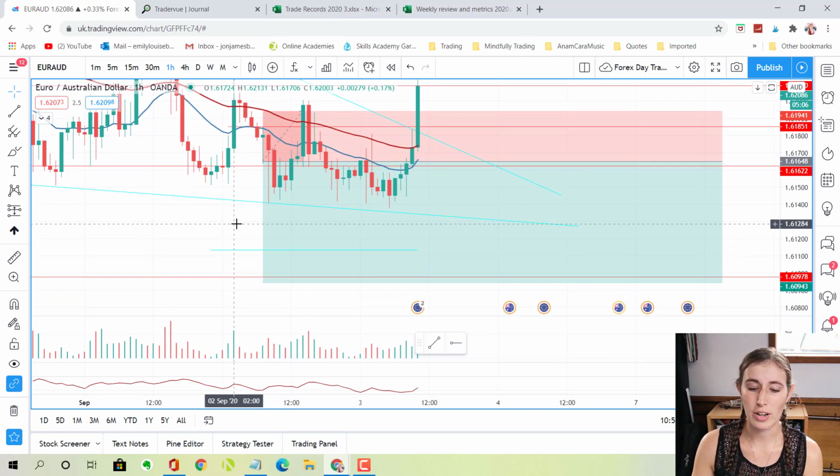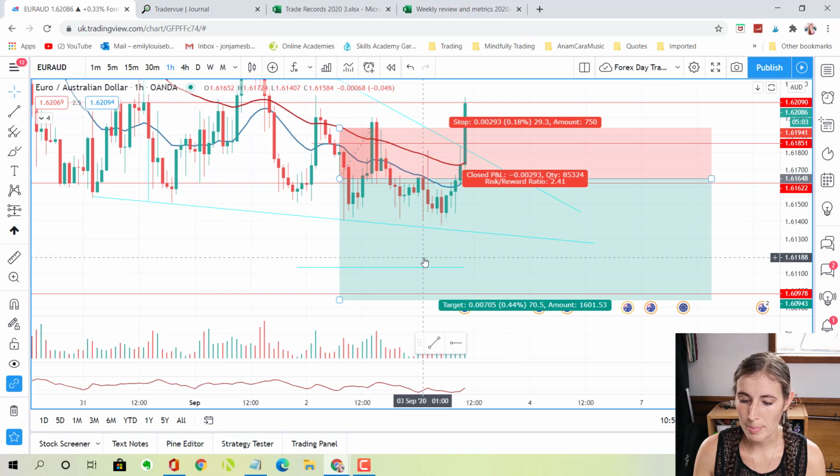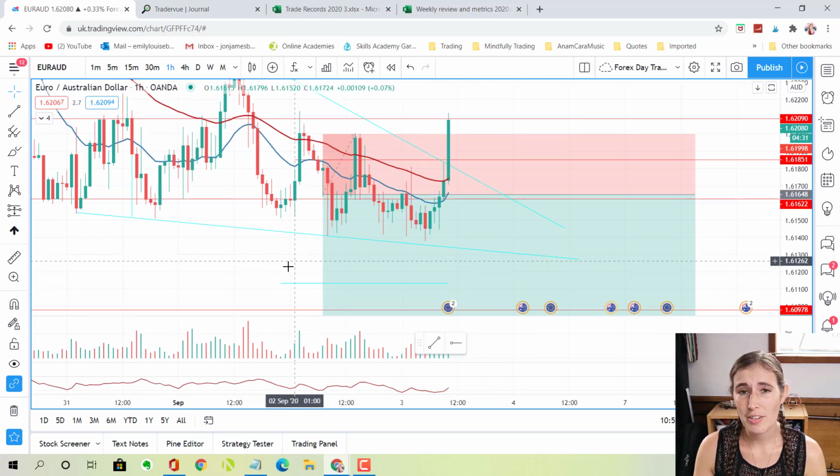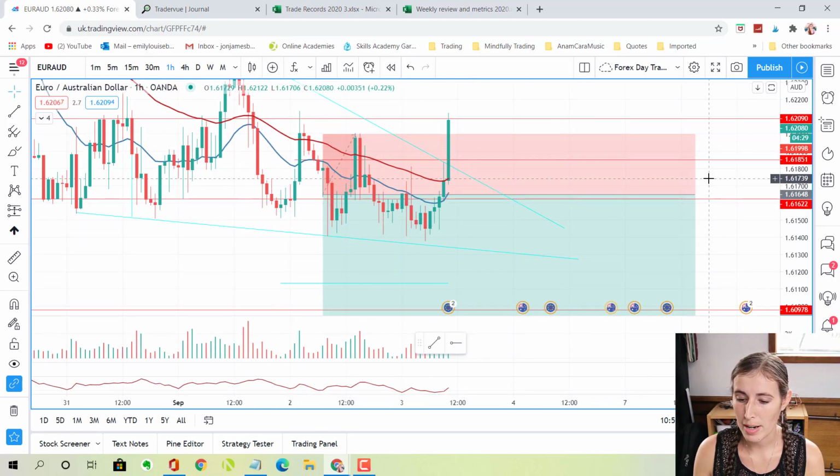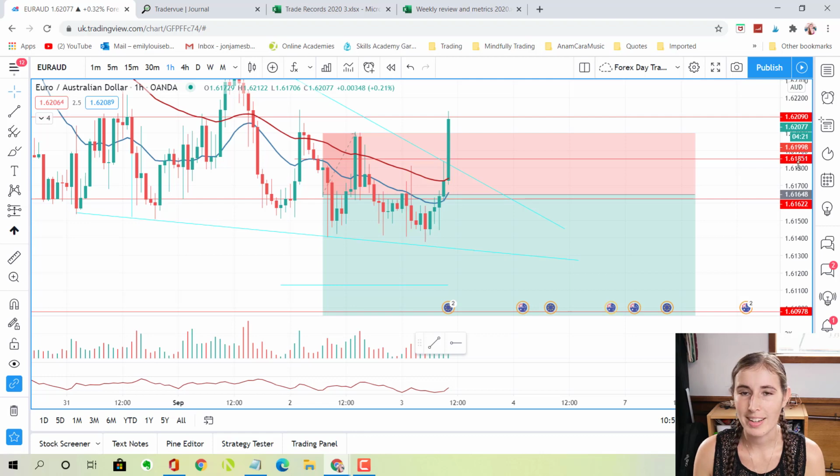it was nowhere near my target, because as you can see from my plan here, initially I was using a 35 pip stop, so my original stop order was at 1.6199, so sort of like the whole pound area there.